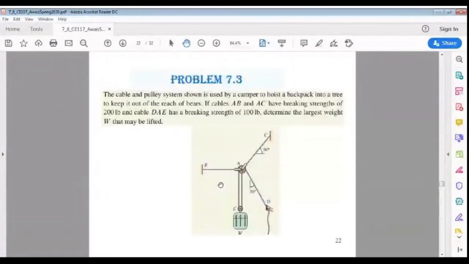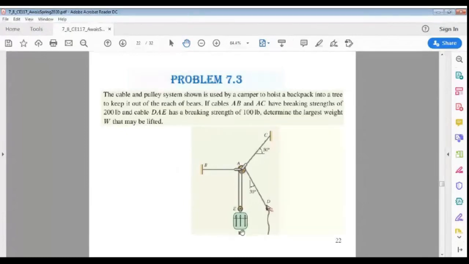Okay, if problem 7.2 is clear to you guys, then let's look into problem 7.3. The cable and pulley system shown is used by a camper to hoist a backpack into a tree to keep it out of reach of bears. If cables AB and AC have a breaking strength of 200 pounds and cable DAE has a breaking strength of 100 pounds, determine the largest weight that may be lifted.